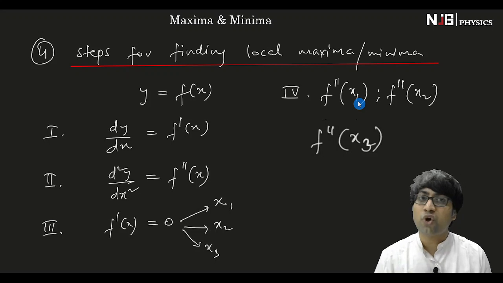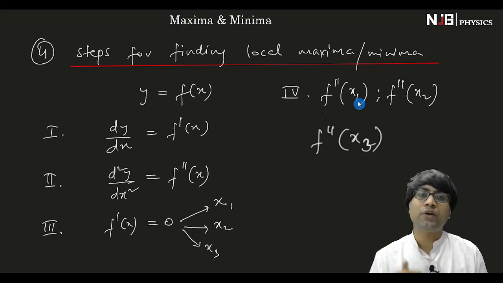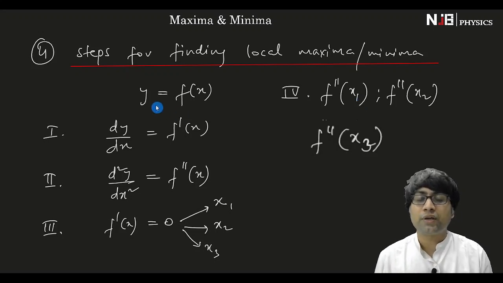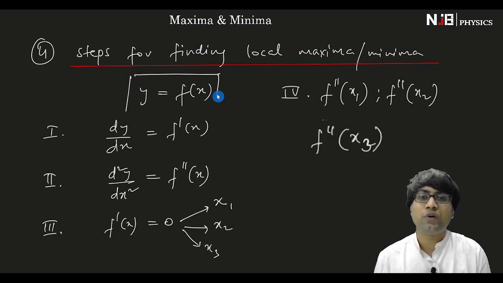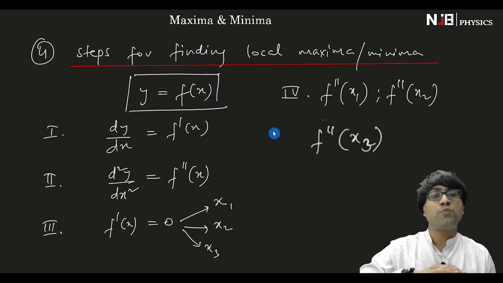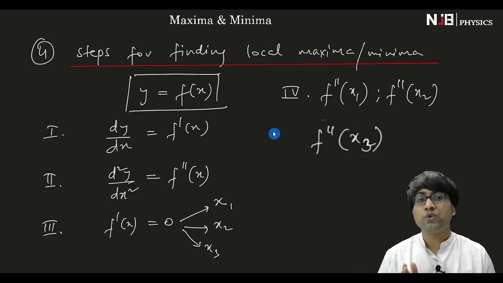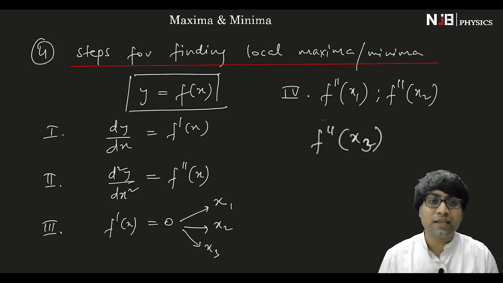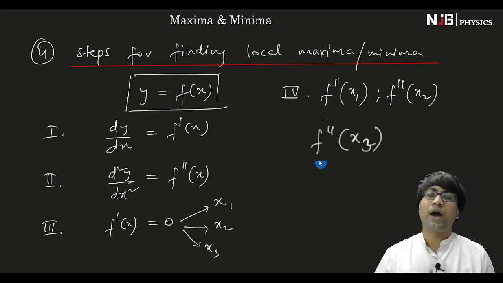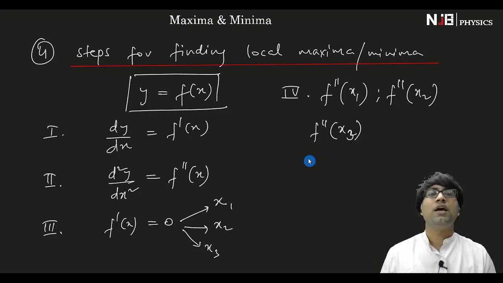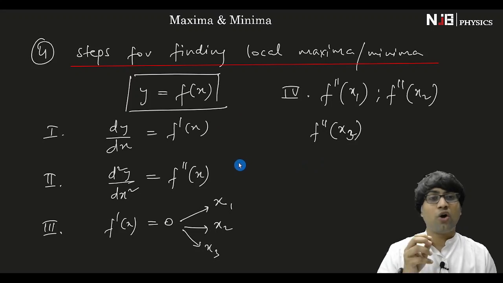Now we got the x coordinate. How to get the y coordinate? Well, we just need to put the value of x in the original function, that is y equal to f of x, and corresponding to x1 we will get y1, corresponding to x2 we will get y2, corresponding to x3 we are going to get y3. So in this manner you can find out the coordinates of local maxima and local minima.